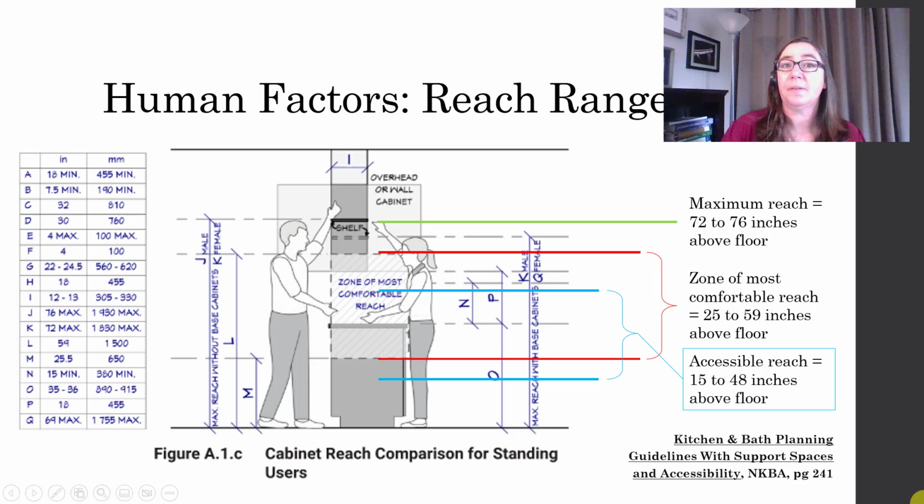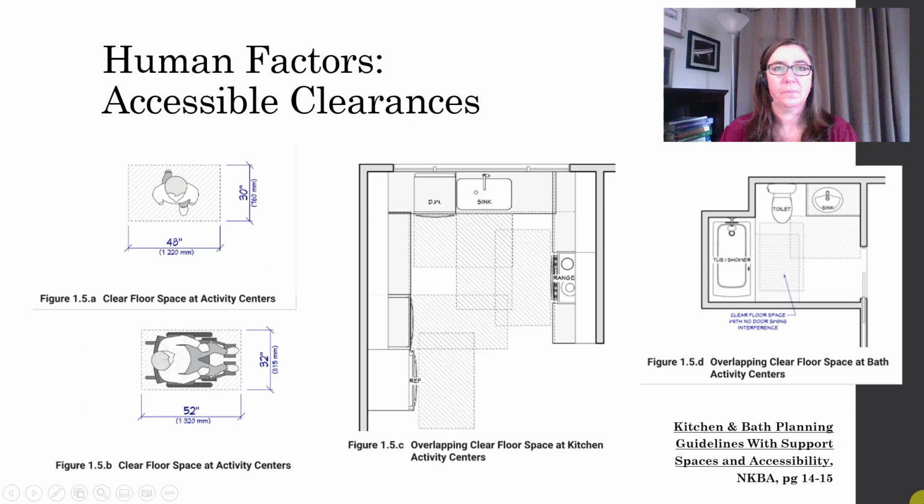Coming back to this illustration from the planning guidelines, I've added on these blue lines right here, to illustrate those accessible reach ranges from 15 inches to 48 inches above the floor. You can see it's a little lower down here and completely misses most standard upper cabinet heights. So those would be your accessible reach ranges.